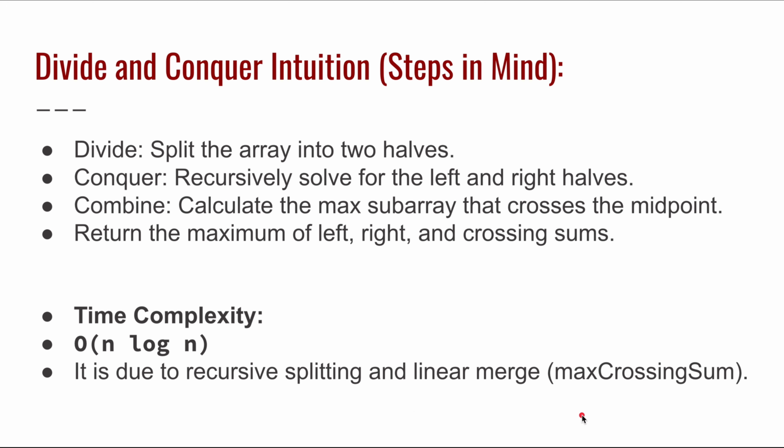Now the other approach we are talking about is the divide and conquer approach, the intuition we have thought about in the steps. You can split the array into two halves, conquer recursively by solving the left and right halves, and then combine the results, calculating the max subarray that crosses the midpoint, and you return the maximum of left, right, or crossing sums. But it will take O of n log n, so the complexity is more compared with the Kadane algorithm. This is due to the recursive splitting and linear merges, so we will prefer the Kadane algorithm.